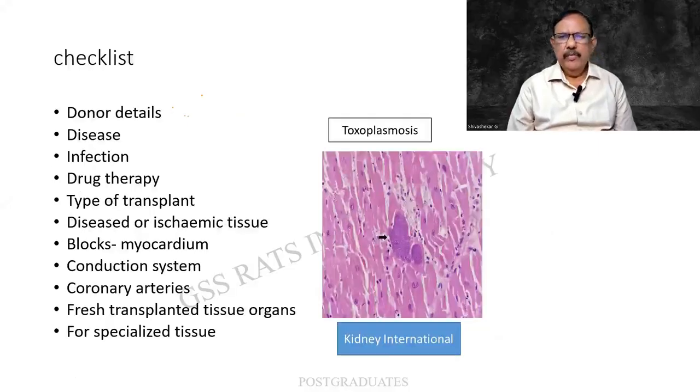Again, the checklist. For anything, a list is required. So I would like you people to kindly go through this list. The details of the donor, the disease, the infection, any form of drug therapy, transplant, any of the ischemic details, and the blocks of the myocardium, conduction system and the arteries.